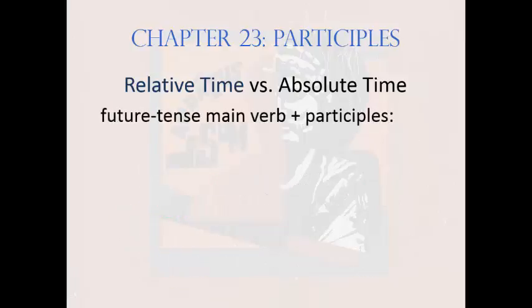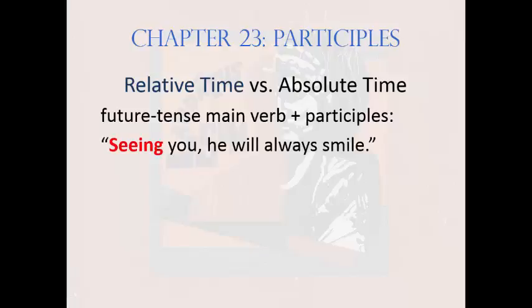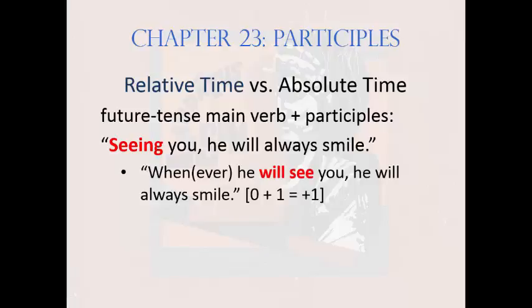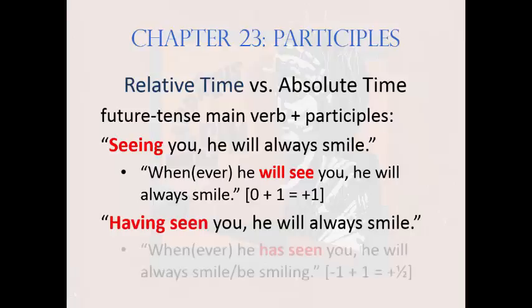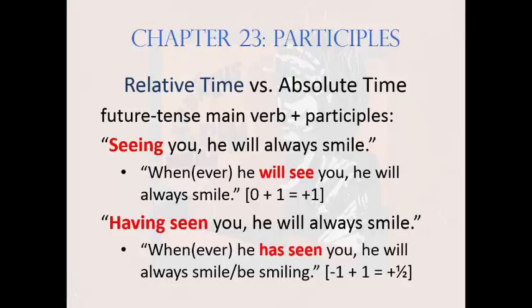Future tense main verbs operate the same way with participles that present tense main verbs do. For instance, with a present participle, "seeing you, he will always smile," is the equivalent of "whenever he will see you, he will always smile." 0 plus 1 equals +1. Or with the past tense participle, "having seen you, he will always smile," equals "whenever he has seen you, he will always smile" or "be smiling." -1 plus 1 equals +1/2 in Latin grammar math.